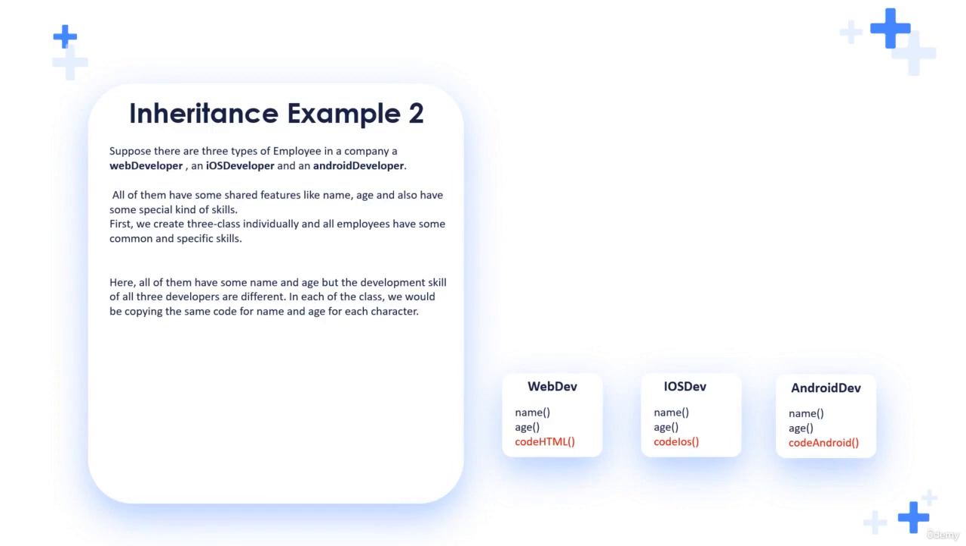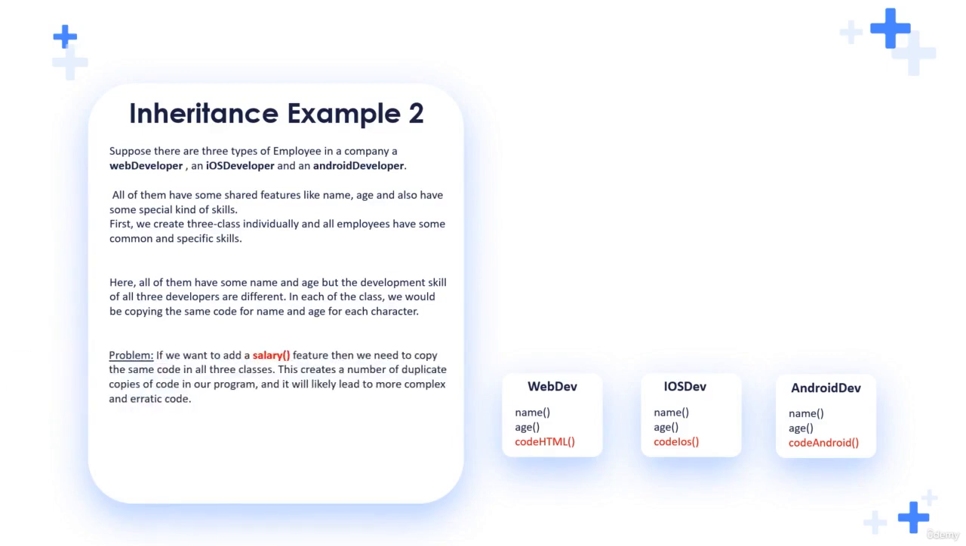But the development skill of these 3 developers is different. In each of these classes, we would be copying the same code for the name and age for each character, right? Yes. So the problem is, if we want to add a salary feature where all these developers can share this feature, we need to copy the same code in all 3 classes.